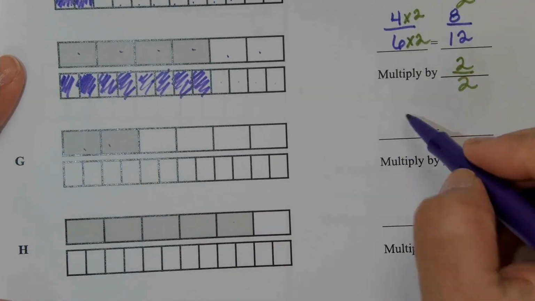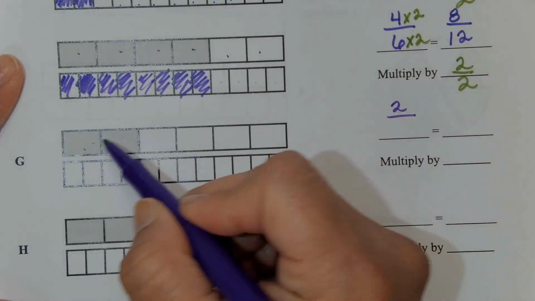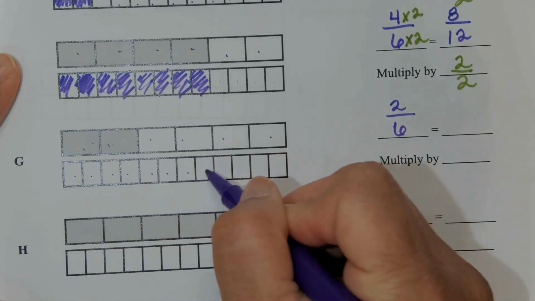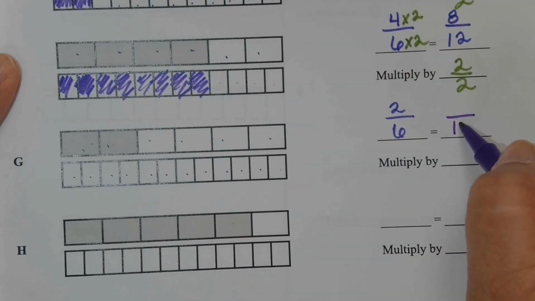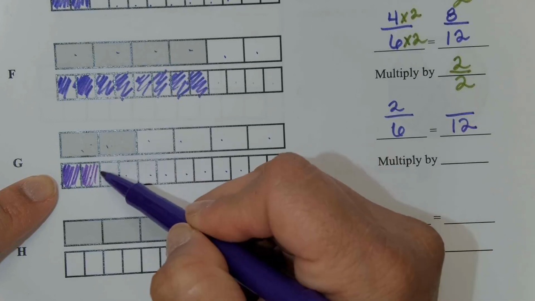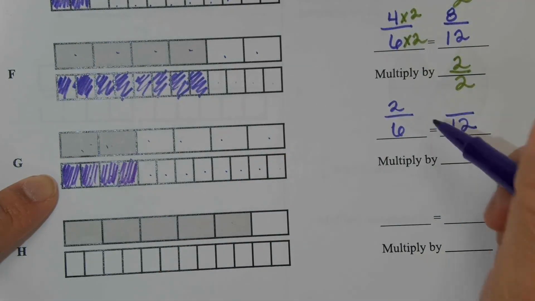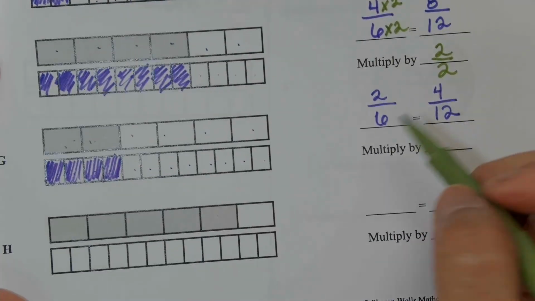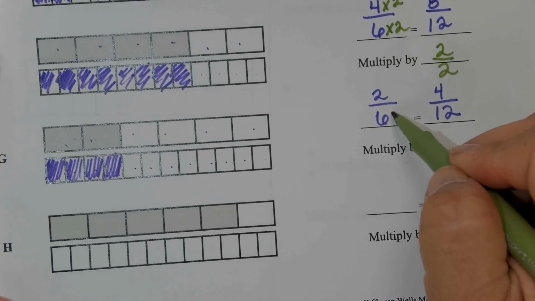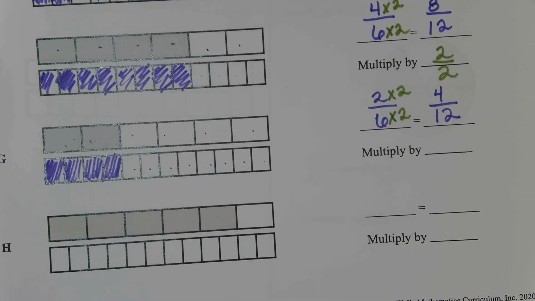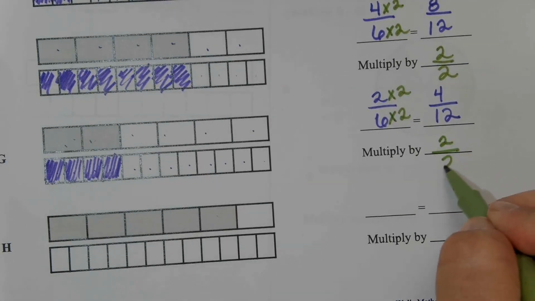If I look at letter G, how many are shaded? 2 over 6. 2 over 6 equals how many twelfths? My denominator is 12. So let's count how many pieces it will take to equal 2/6, and shade them in. My answer is 4 out of 12. How do we do that mathematically? We multiply our numerator and our denominator. 6 times what equals 12? 6 times 2 equals 12. So 2 times 2 equals 4. So we multiplied by 2 over 2.